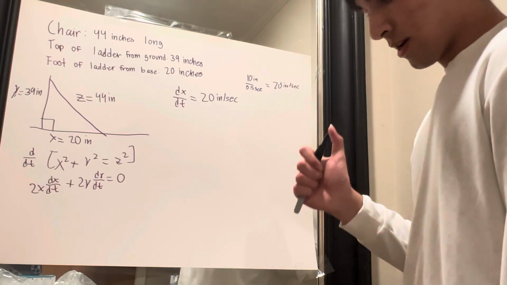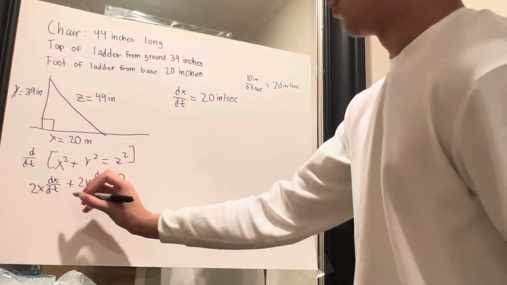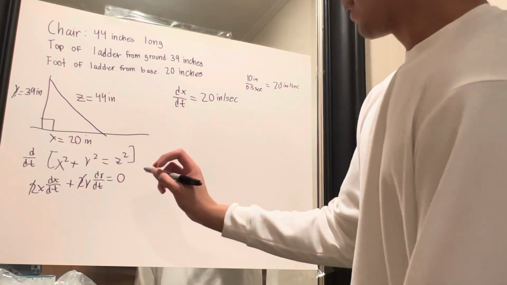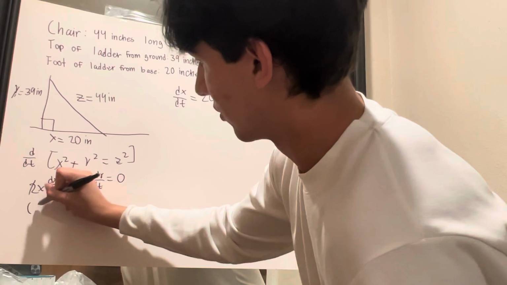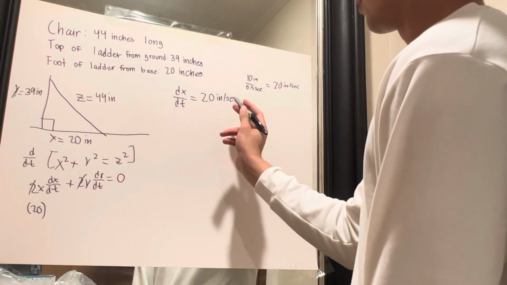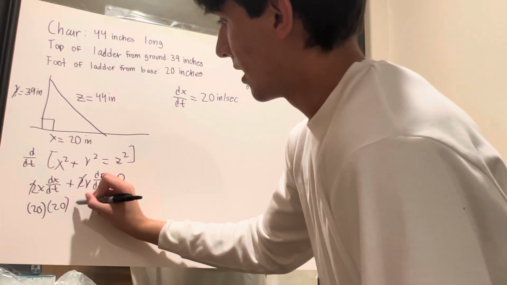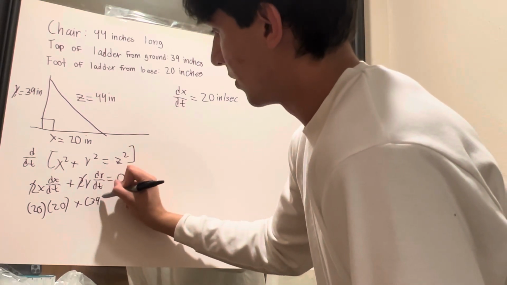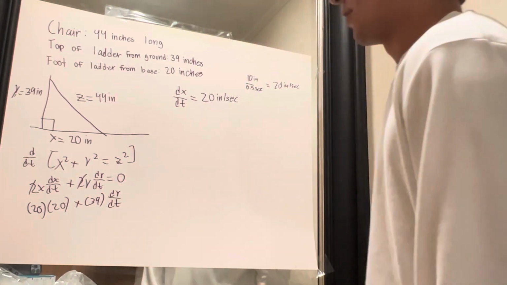Okay, and then from here we can first get rid of the 2, we can just divide 2 from each side, so we can cross that out, and then we can plug in the values we have here. So we know that x is equal to 20, so we plug in 20 right here, and dx over dt is also 20, so 20 times 20, and then plus y, which we know is 39, times dy over dt, and we don't know the value of dy dt, so we're going to leave that here.